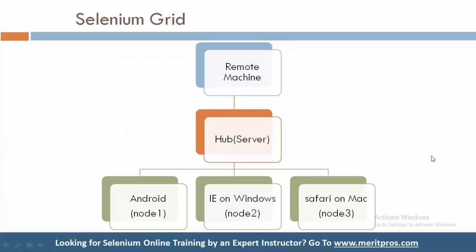Here there is a remote machine where the particular user operates. They pass commands to the hub, which is a server, and from there inputs go to different nodes. For the same script you can execute on different operating systems, as seen here: Android, Windows and Mac, with different browsers. In node 2, the script is executing on the IE browser on the Windows operating system. In the same way, in node 3, the script is executing on the Safari browser on Mac OS. This is how a grid works.